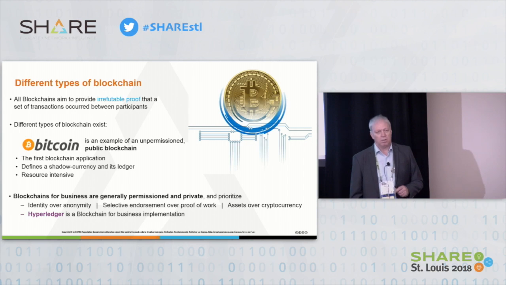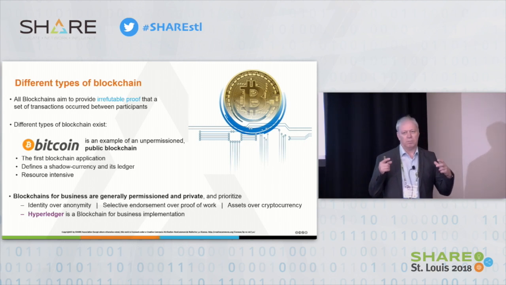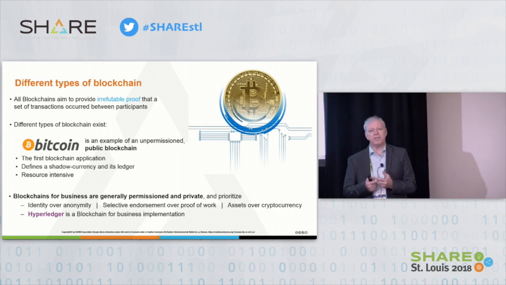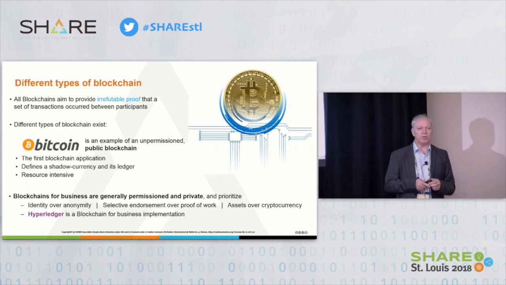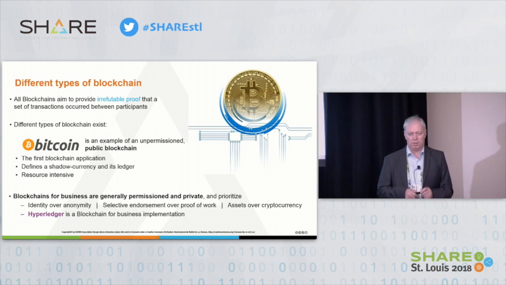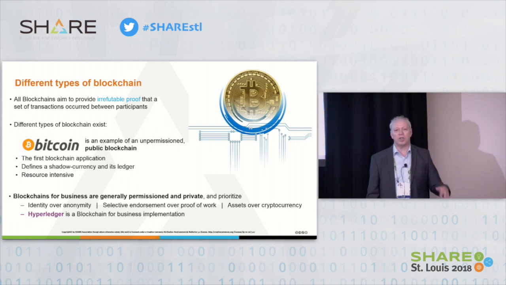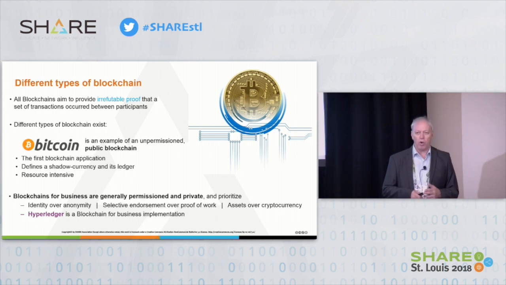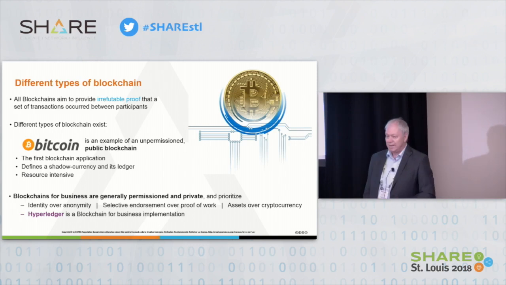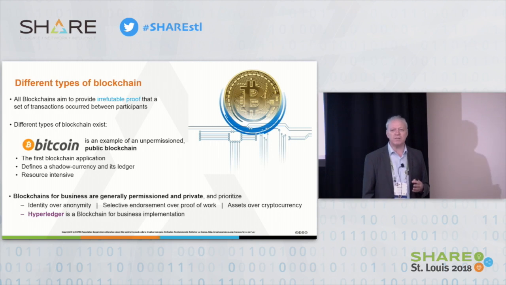Now, when we're looking at or taking blockchain as that technology, it came with a first implementation, and the first implementation was Bitcoin. So everybody that thinks Bitcoin is blockchain is wrong. Blockchain is the underlying technology, and Bitcoin was a first implementation. There are other implementations out there, and one of the implementations we talked about today is Hyperledger. It's a blockchain for business implementation.